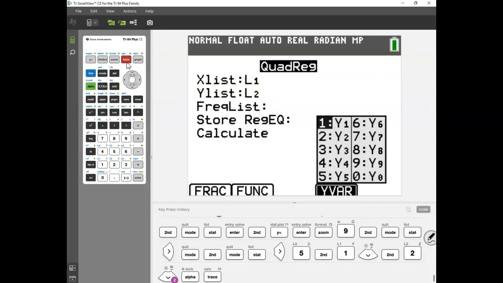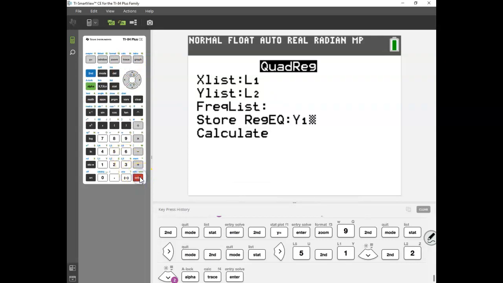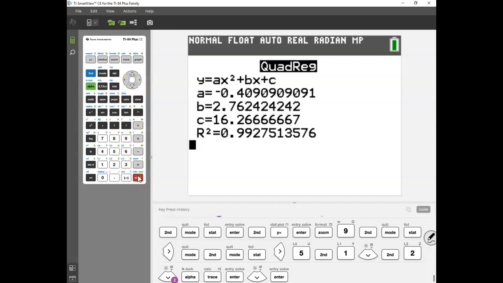And look, it pulled up Y1 right away. So that's a shortcut for me to pull up Y1. A lot easier to get to than the nested 3 menus thing. So now it's going to store into Y1, which is what I want. The equation is the quadratic equation, and they're giving you the coefficients for A, B, and C.